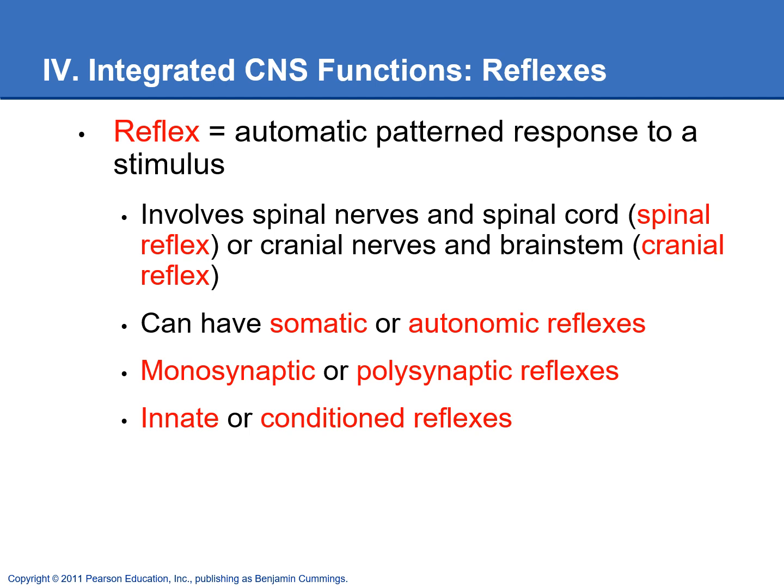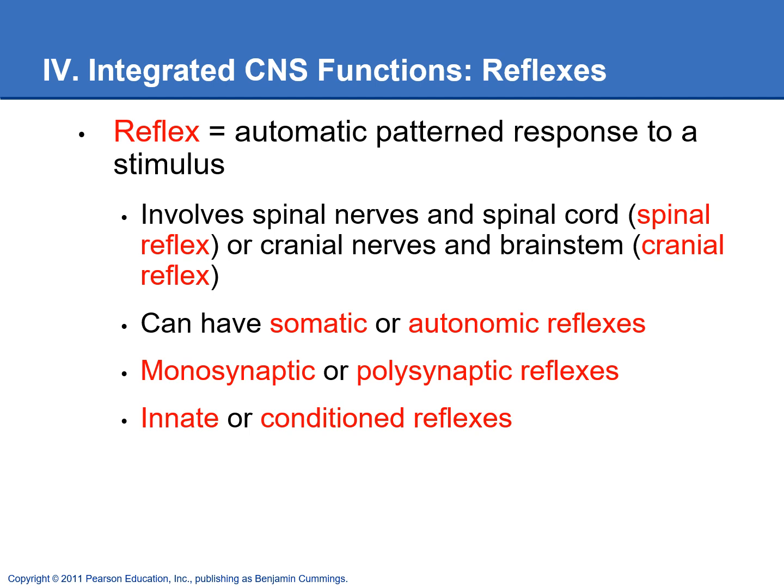We can categorize our reflexes 4 different ways. We can classify them as either a spinal or cranial reflex. A spinal reflex is going to involve the spinal nerves and spinal cord, while a cranial reflex will involve the cranial nerves and the brainstem. We can also classify our reflexes as being either somatic or autonomic reflexes. A somatic reflex will involve the skeletal muscles, while an autonomic reflex will involve the smooth or cardiac muscles.